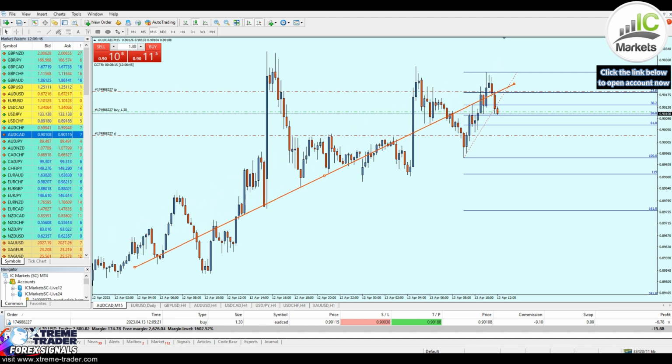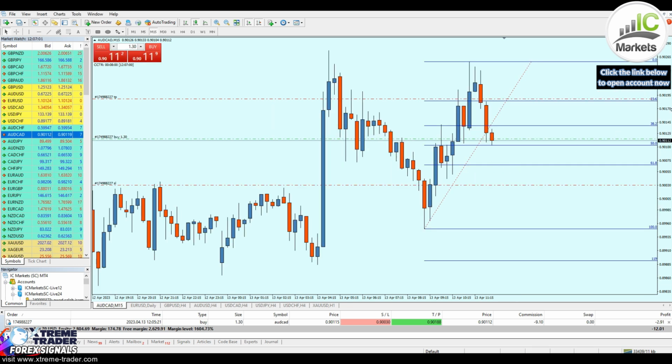Right here also. And we can see that the market has also been respecting those levels of support trend lines along with the resistance trend line as well. So anyway, let's talk about this trade itself. Let's now delete this line. We don't need it anymore.